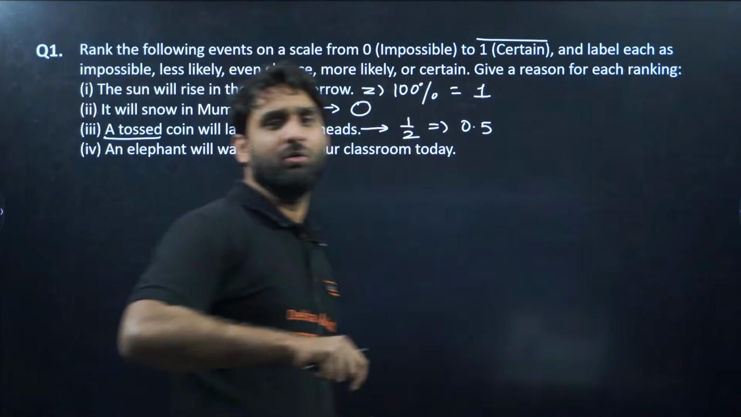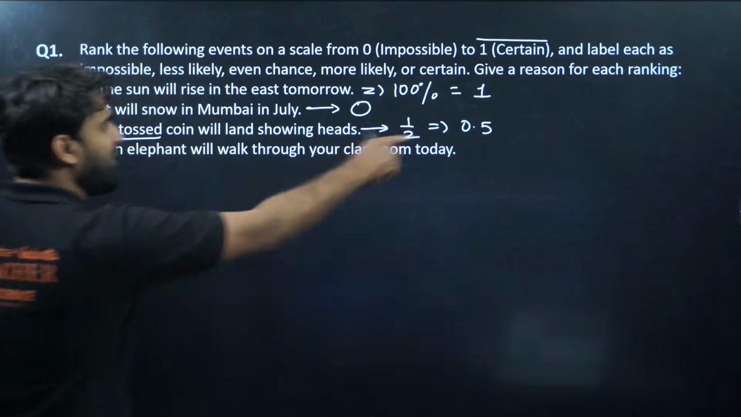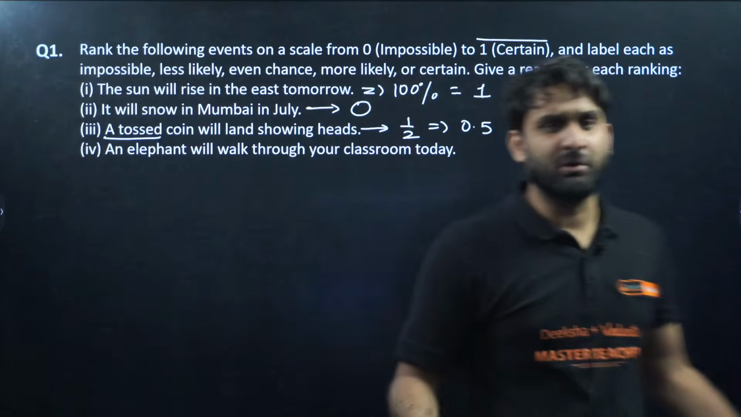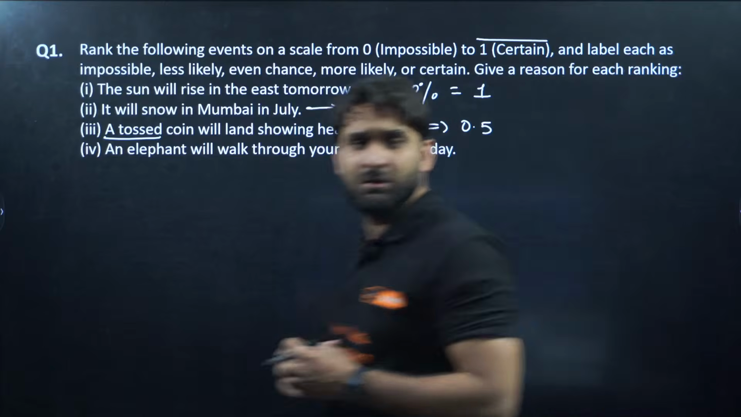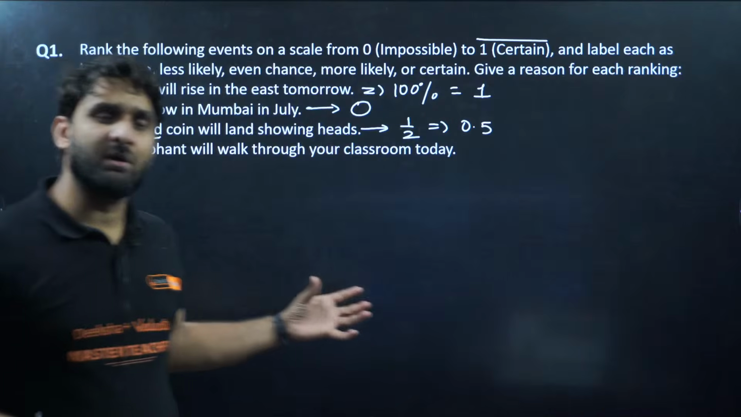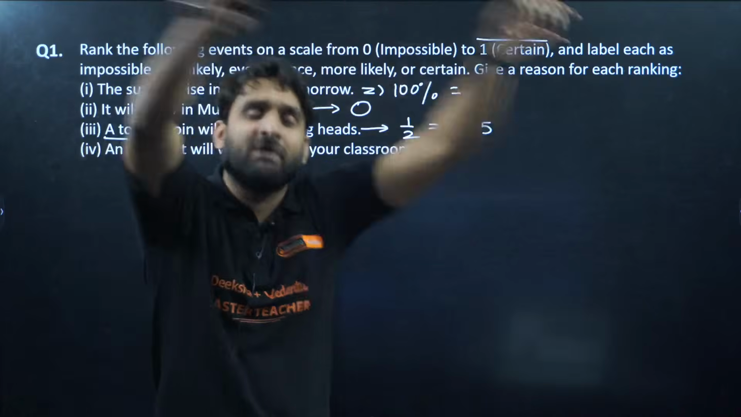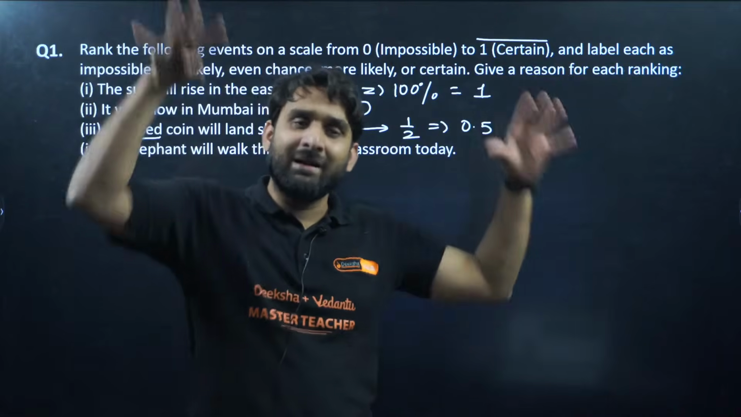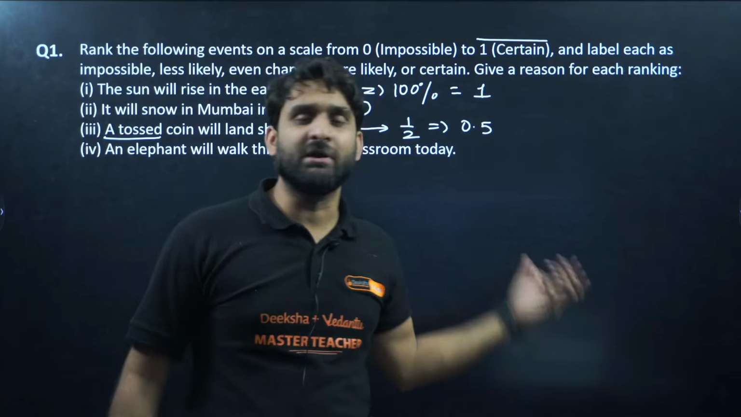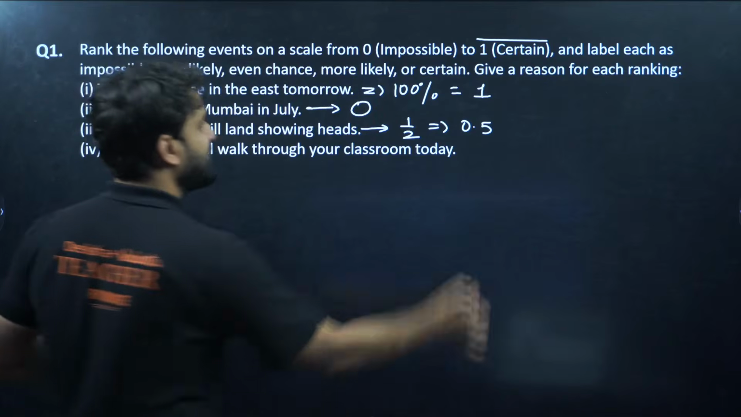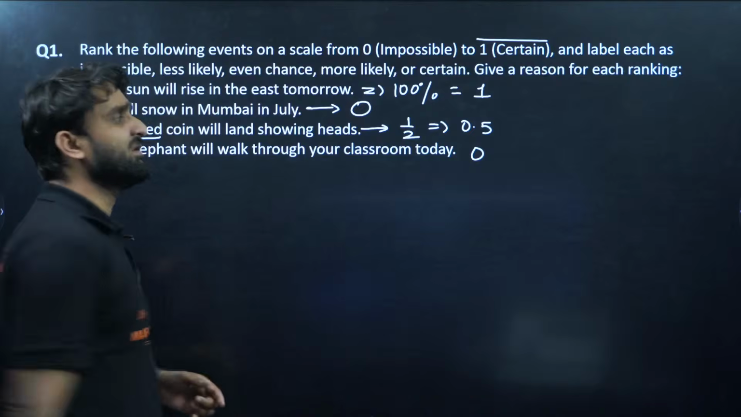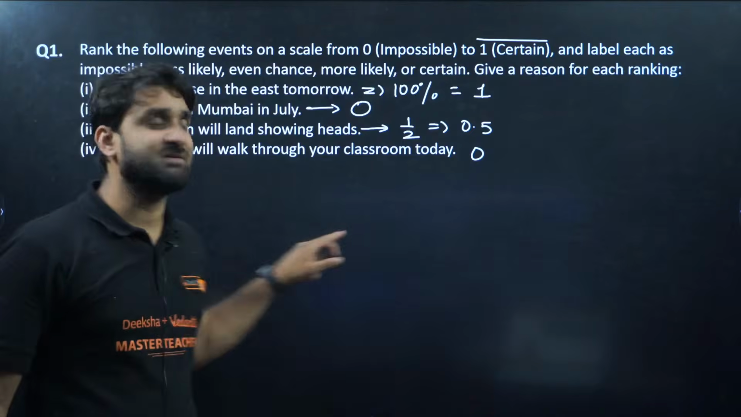Very good. 0. An elephant will walk through your classroom. How is it possible? The classroom is fully packed. Security guard is there. Entry gate is far away from the classroom. The school has full, high-rise boundaries. So how is it possible that an elephant will be passing through the classroom? So this is 0. The answer is 0. This is the answer. Moving ahead.